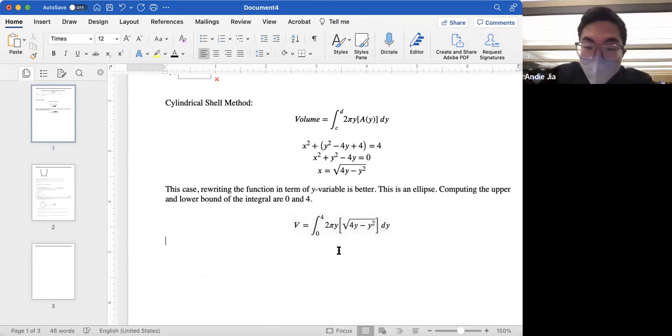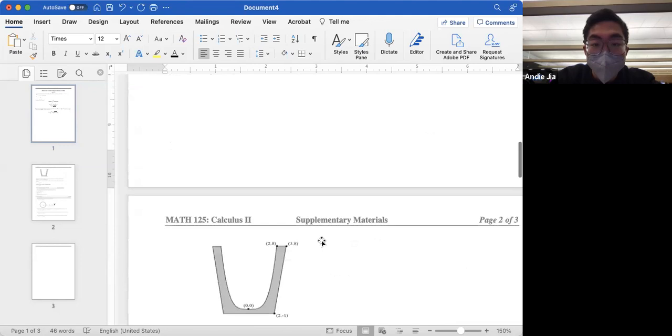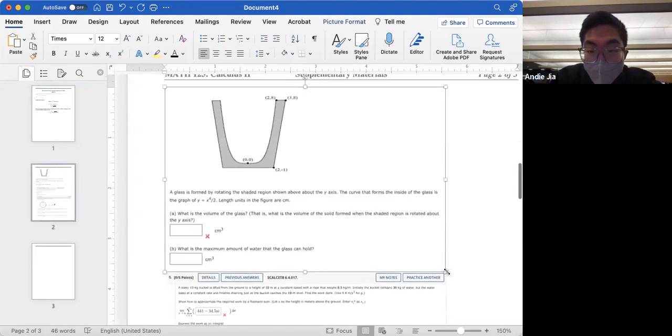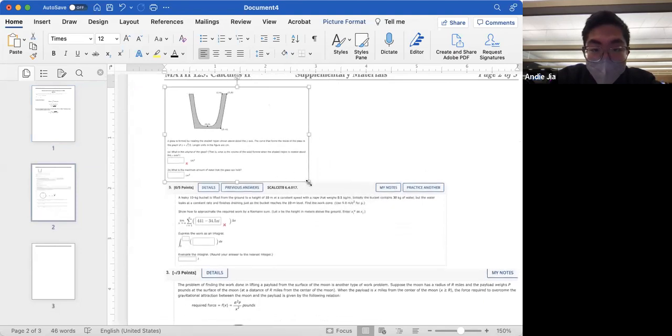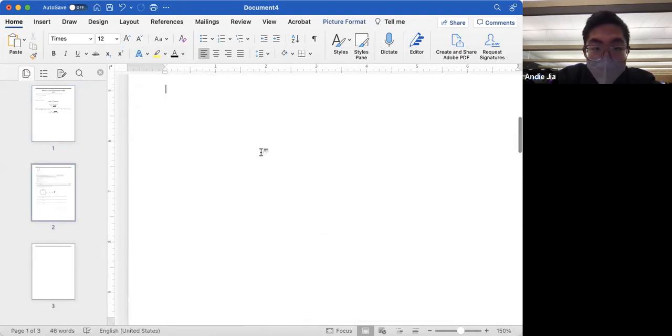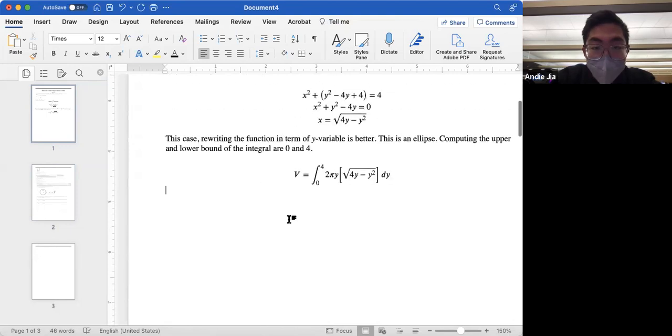And then just do all the integration and solve this integral here, and that solves this problem. This next problem is a big one.